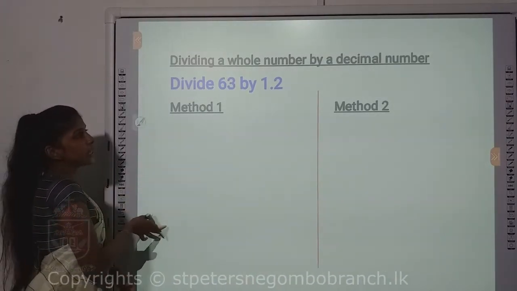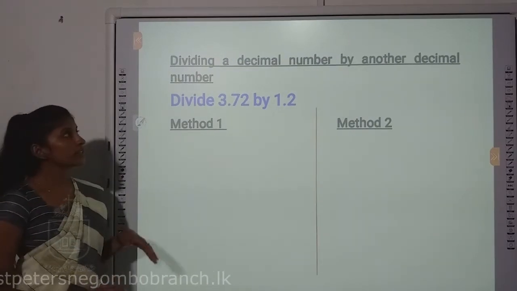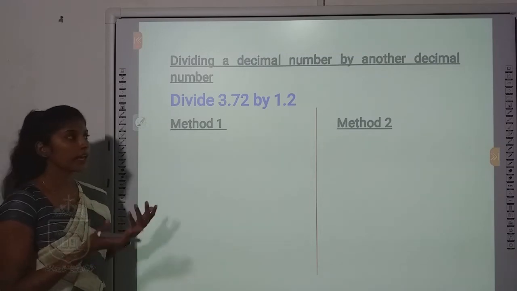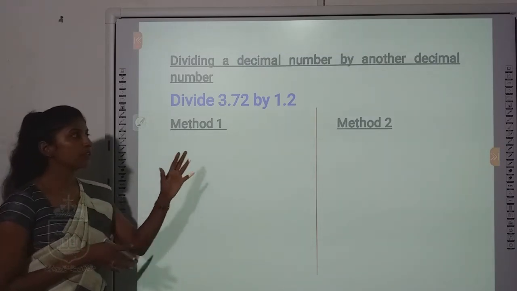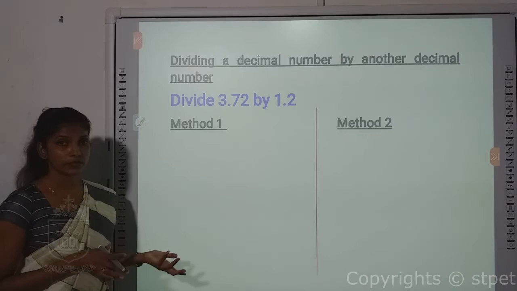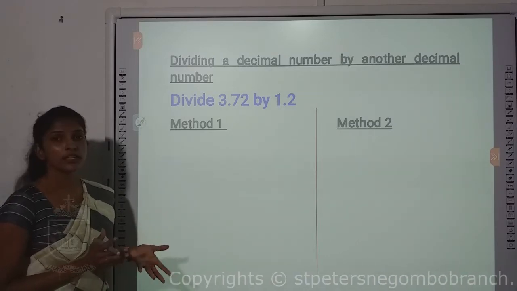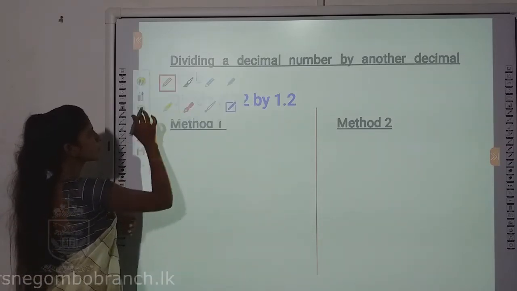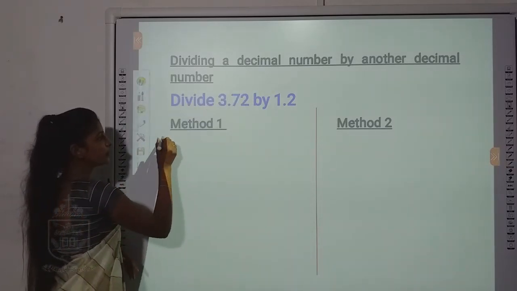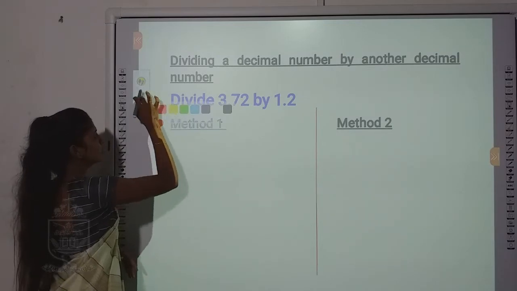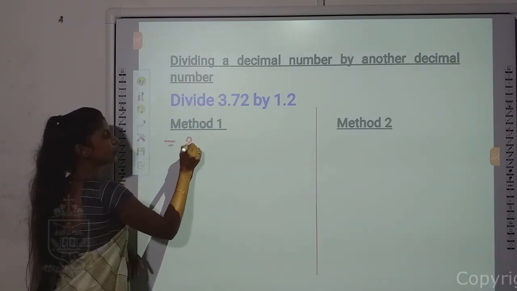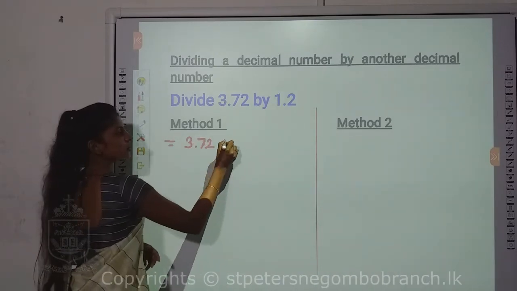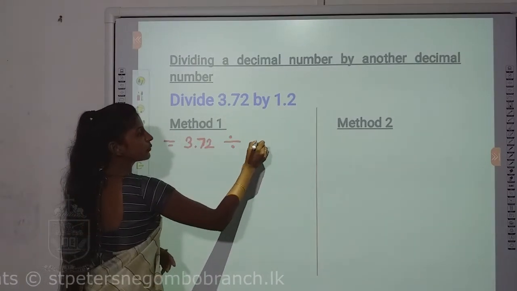Right, let's move to the last part, that is division of two decimal numbers. In the same way as we did previously, we can perform this calculation using two different methods. Let's see how we can obtain the answer here. So here you have two decimals, 3.72. You are going to divide by 1.2.